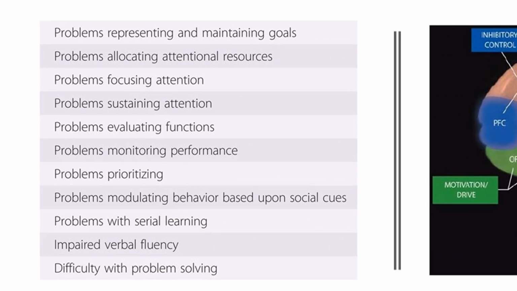The loss of the frontal lobe, we have problems representing and maintaining goals, problems allocating our attention and focusing and sustaining it, problems evaluating things and monitoring how we're doing, prioritizing things in our life, fitting in socially and modulating our behavior based on that, learning, verbal difficulties, and problem solving. So our whole life is messed up from this.